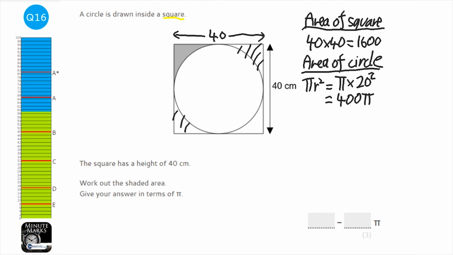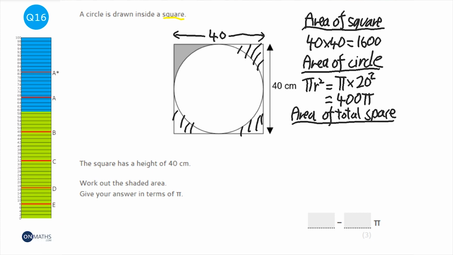So what we want to do is work out the area of the total missing bits. So area of total space, I'll call it. And I've shaded it in so the examiner can understand what I mean by total space. And that's just going to be the area of the square, take away the area of the circle.